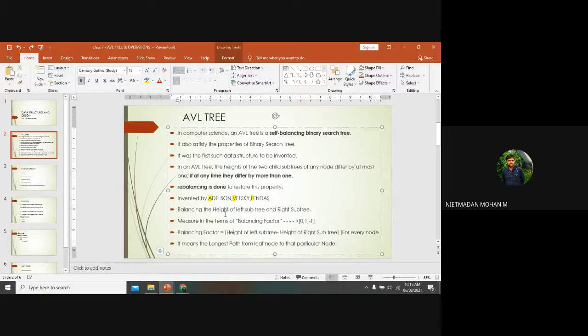So balancing the height of the left subtree and the right subtree is the major concept. We want to balance those heights in the left subtree as well as the right subtree, measured in terms of the balancing factor. So the balancing factor will be 0, 1 or -1. I just explained that in the second class of the fourth unit, and I will explain it fully now.